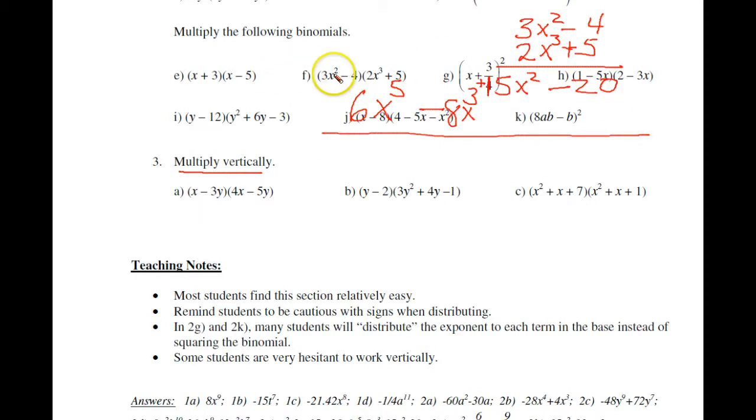Now keep in mind you can do it horizontally too, the way we did this one. But I like this. So we just add them up now. 6x to the fifth minus 8x to the third plus 15x squared minus 20. And that may be down there if we got to it. No, we have to go up a little higher. Okay.